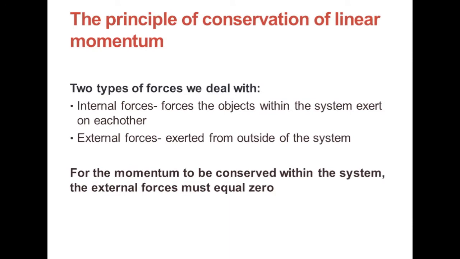It is first important that we look at the system. We deal with two types of forces: the forces that the objects within the system exert on each other, and the external forces that are exerted from outside of the system. Examples of external forces are, for instance, gravity and the force of friction. In an isolated system, the sum of the external forces equals zero and the momentum will therefore be conserved.